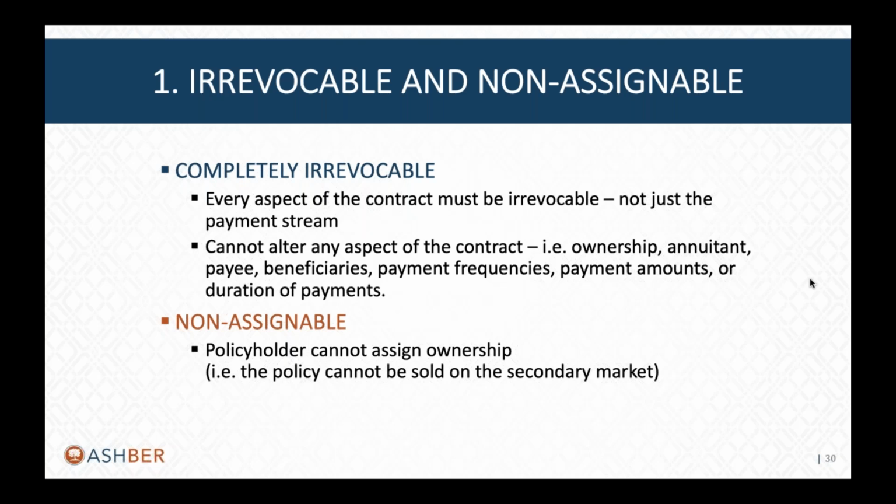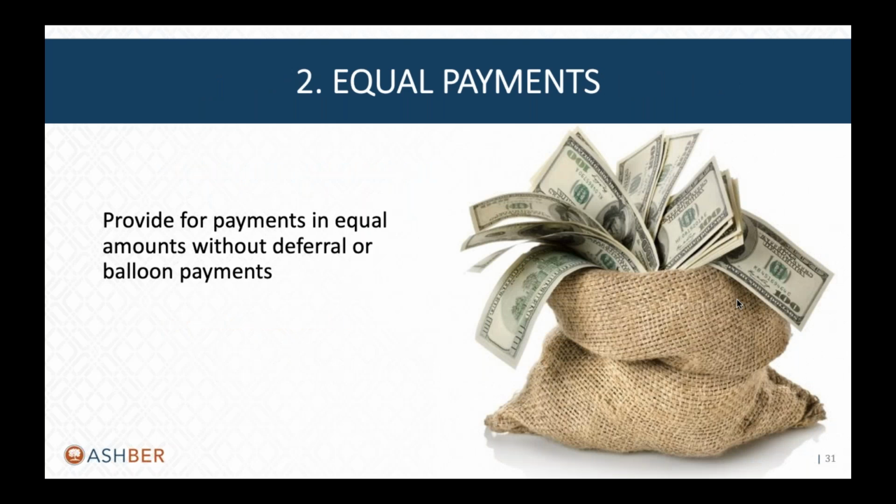Also, the policy must be completely non-assignable, meaning that the policy owner cannot assign ownership to a company like JG Wentworth or Peachtree, companies on the secondary annuity market that would normally purchase an immediate annuity for cash. The requirement that the annuity must make equal payments means that the payments must be equal without any balloon payments or deferral of the annuity payments.